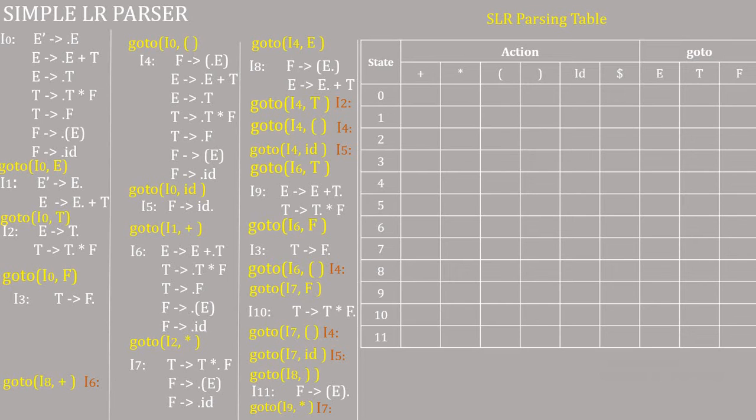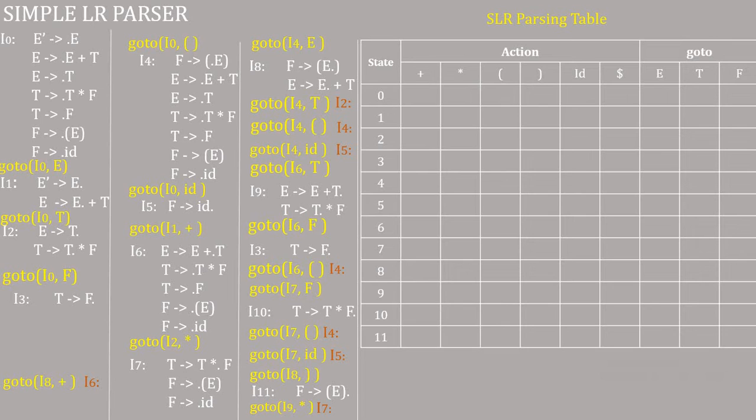To recap the purpose of these operations: if you want to implement a simple LR parser, we have to go with three steps. The first step is to construct the canonical LR0 collection, and the second step is to construct the SLR parsing table, and with that only we can go with SLR parsing. So let us proceed with the construction of the SLR parsing table.